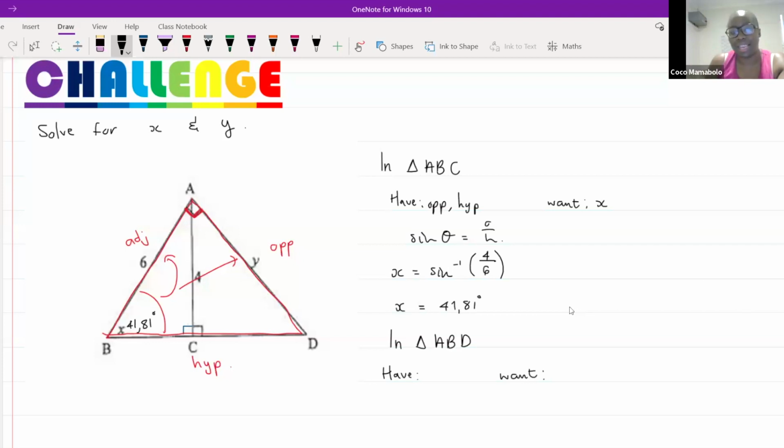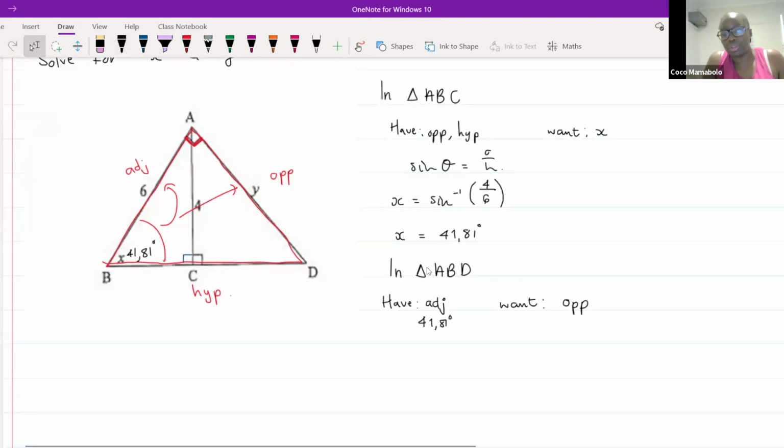Good. I have the adjacent side. Thank you, Siketelo. What else do I have? I've got the adjacent side and? Good. Beautiful, Kulani, we've got the angle. We found the angle. The angle was 41,81 degrees. What do we want? Good. We want the opposite side. So yes, Kulani, 100%, we're going to use tan. So let's go ahead and use tan here.